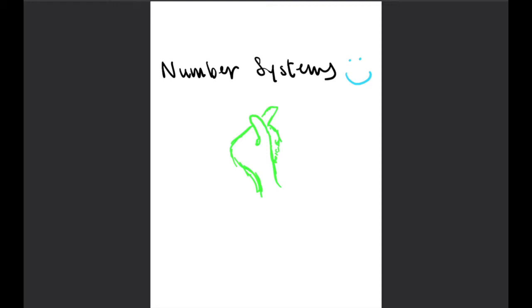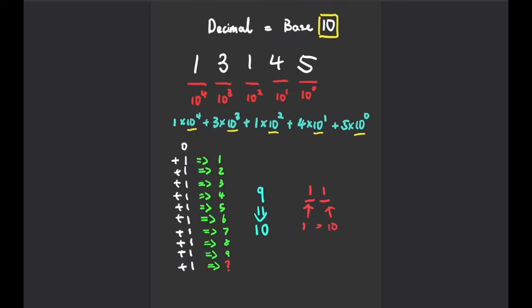Hello guys. Today we're going to be talking about number systems, which is actually a really crucial part in the ACSL curriculum. First of all, let's reflect back to what it actually means for a number to exist. We have here the number 13,145, a number that we may very well see in real life. Well, what does it actually mean?